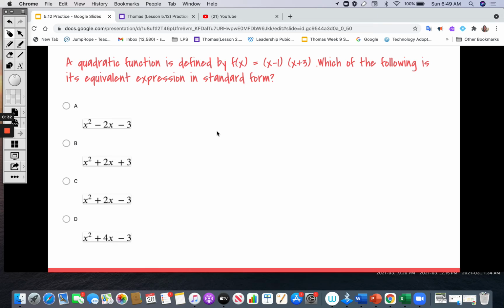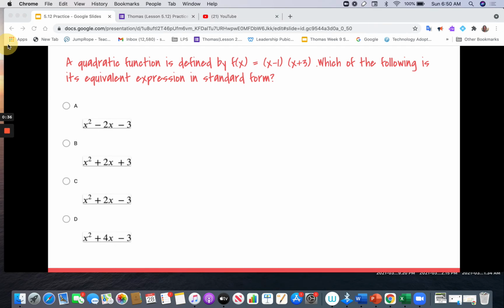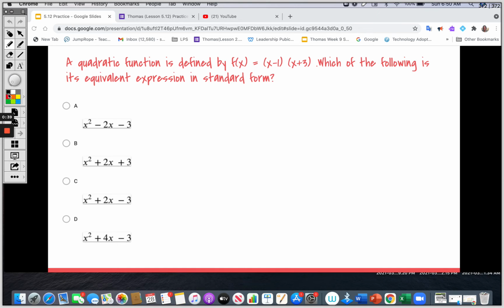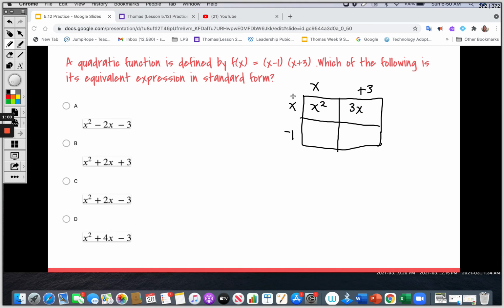So in order to figure out which expression it's going to be equal to in standard form, we have been practicing using the box method, and we're just going to do that really quickly here. Normally you make one factor your length, one your width. So x minus 1 will go here, x plus 3 will go here. x times x, that's x squared, x times 3, that is 3x, negative 1 times x, that's negative x, and negative 1 times 3 is negative 3.